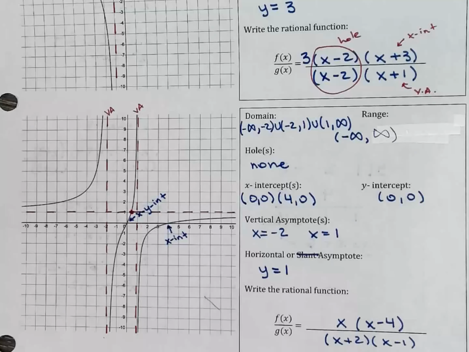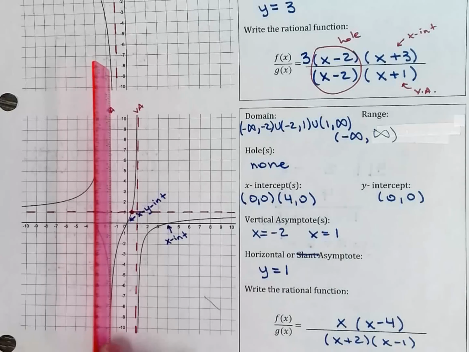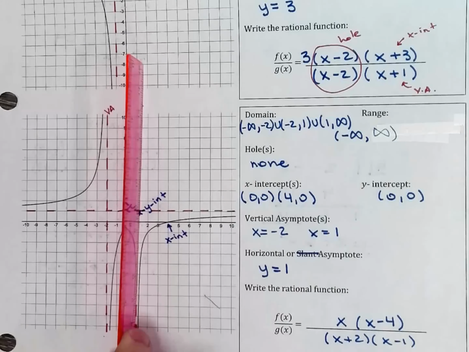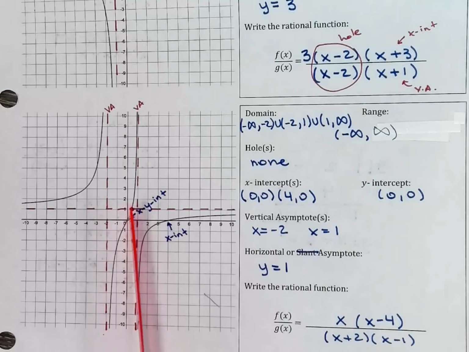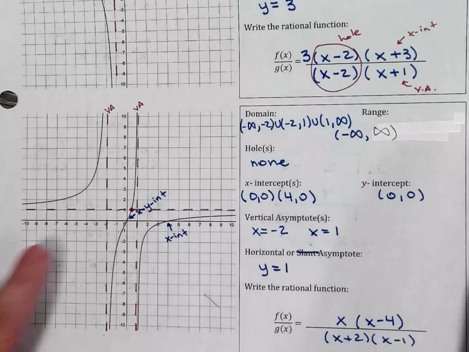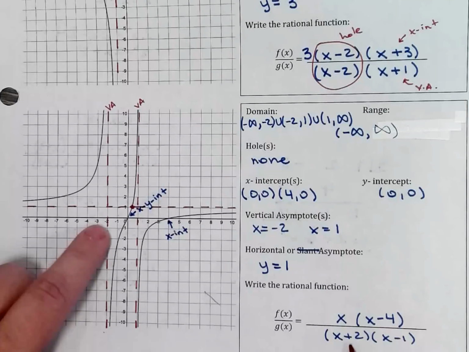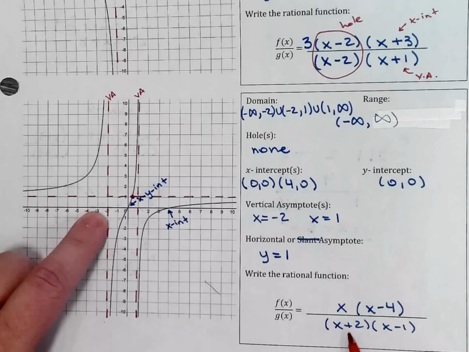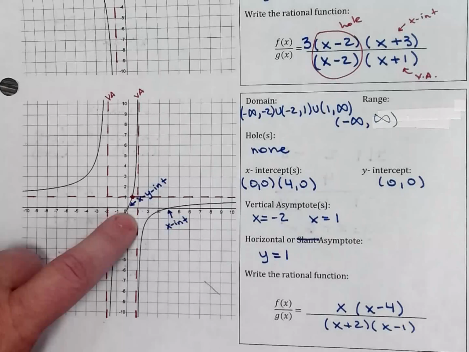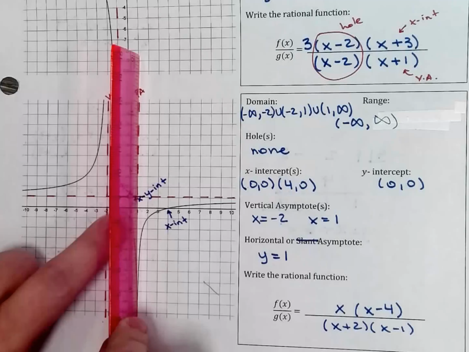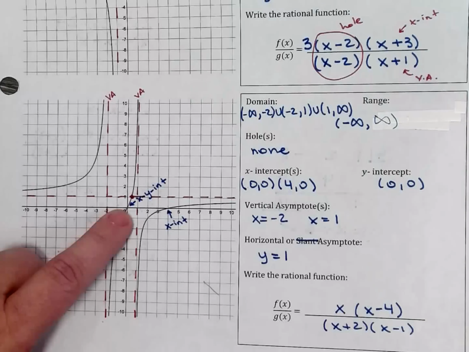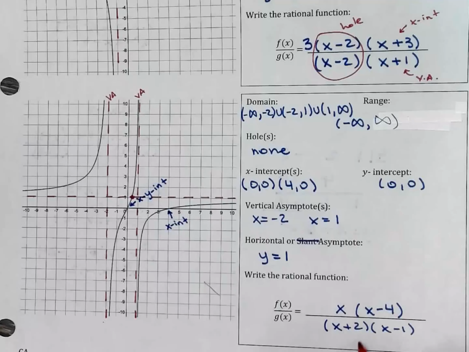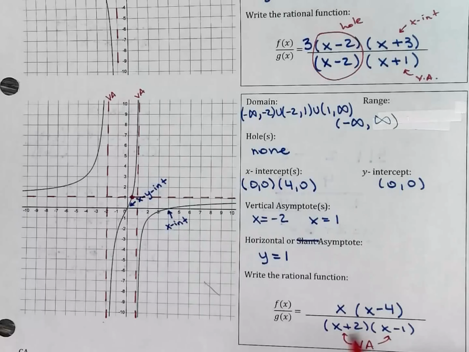The next one, we're going to follow the same idea. I'm going to try to find the main attributes for the rational function. So I have 2 vertical asymptotes this time, and I don't have any holes. Vertical asymptote at x equals -2, so that makes the factor x plus 2. The other vertical asymptote, x equals 1, makes the factor x minus 1. So these are my 2 vertical asymptotes, here and here.